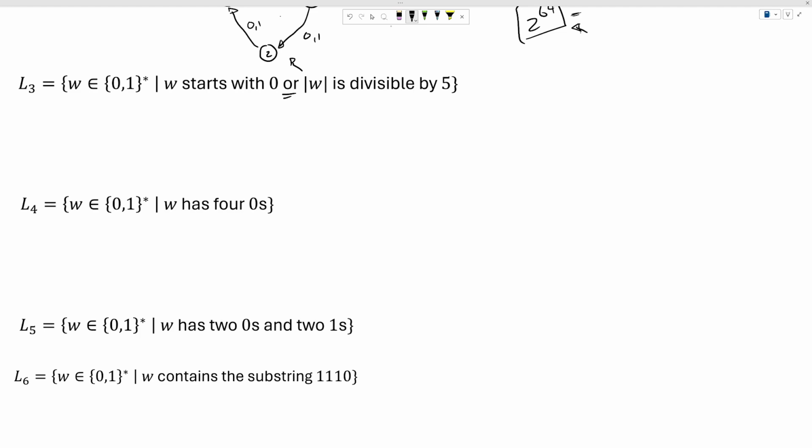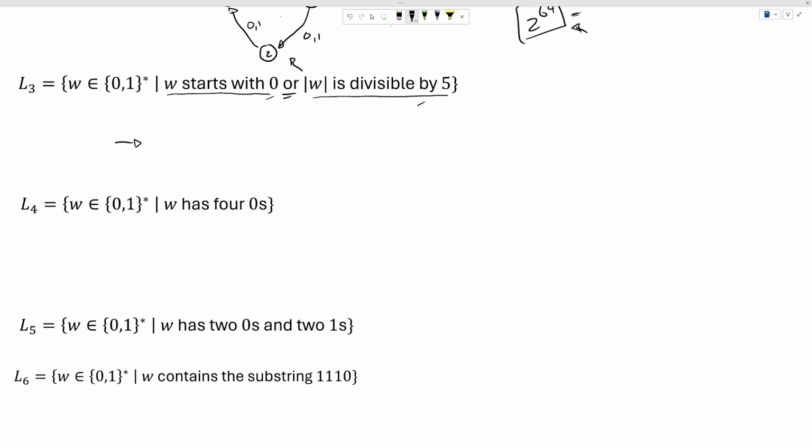So what is this one looking for? Well, first it says it's got to start with a 0 or be divisible by 5. So I'm going to think conceptually for the moment. This doesn't always work, but it will for us right now. Why is it going to work now? Well, starting with 0 and being divisible by 5 are pretty unrelated things. We can detect whether we start with 0 right away. We did that sort of before.